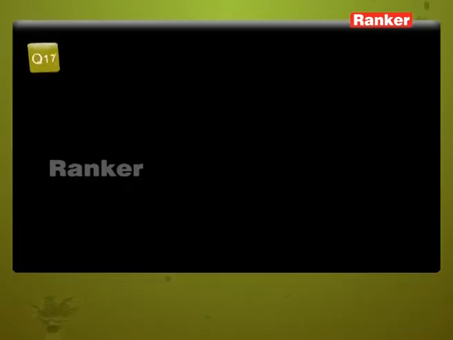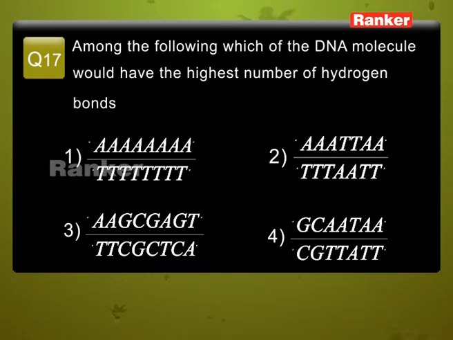Question number 17, among the following, which of the DNA molecule would have the highest number of hydrogen bonds? Options 1. Here 5' end to 3' end is given, where in one of the strand A and AA, and the second strand the complementary T's are given, 8 T's have been given from 3' to 5' end, and the second one 5' AAA TT AA is given to the 3' end, and in the second strand 3' TTT AA TT 5' end is given.